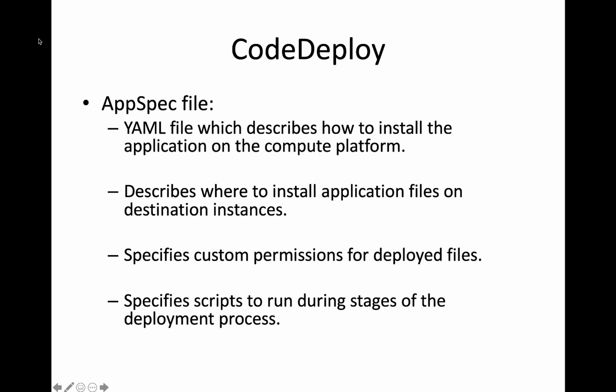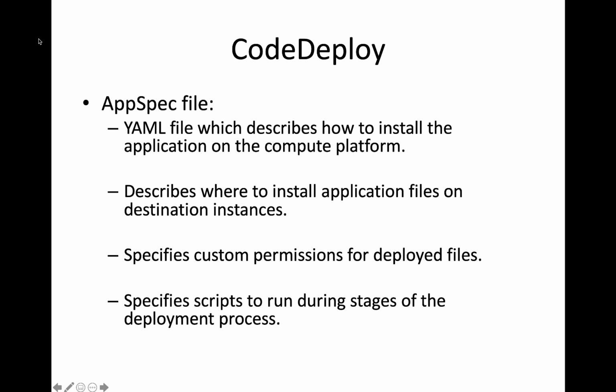So it describes where those installation files or those application files are going to be installed on those compute instances. So like, exactly what directory those application files are going to be installed into. It can define the file permissions for those files that are being installed on the compute instances. And then the AppSpec file can also specify a set of scripts to run. And these are like installation scripts.